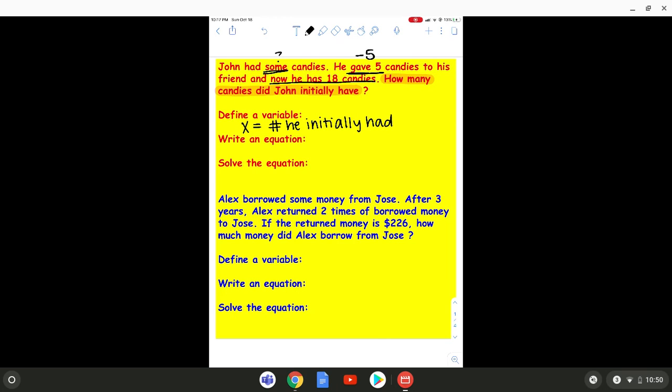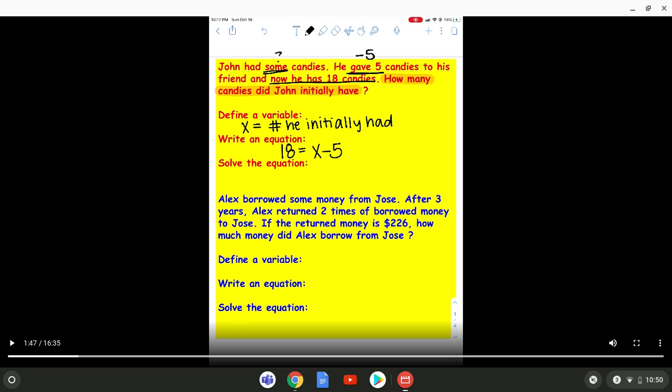When I write my equation, I'm always going to start with whatever we end with. So up here, now he has 18 candies. That's what we ended with, so I'm going to write an 18. That's what my equation is going to be equal to, because that's what I ultimately had at the end. Then I'm going to write x, because I don't see anything that indicates multiplication, which means I'm not going to have a coefficient. And the only other thing I know is that he gave away 5, so I've got -5. So I know the number that he initially had, -5, left me with 18.